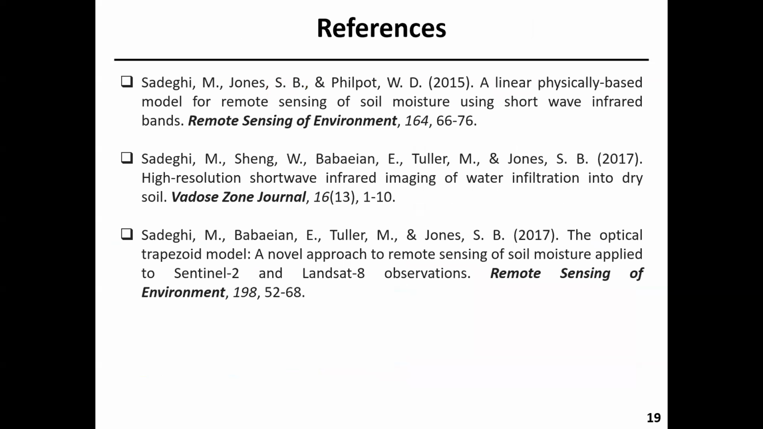So that was a brief story about how OPTRAM was developed from our initial studies in the lab, and then expansion to the watershed scale and larger scale. So here I'm showing a few publications out of these series of studies. So the 2015 paper in Remote Sensing of Environment is about the derivation of the linear physically based model between soil moisture and transform reflectance.